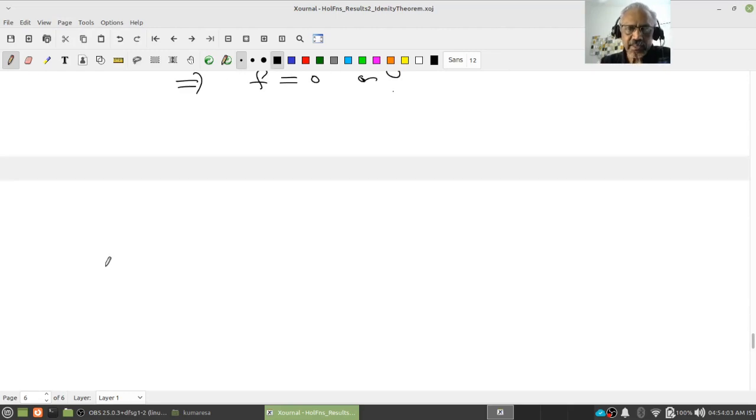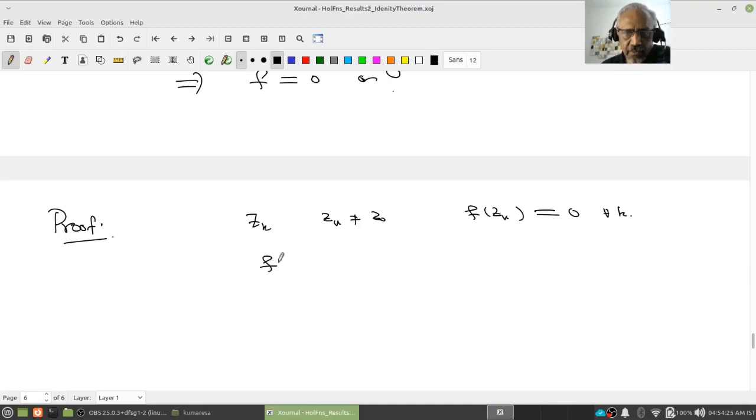So let us look at it. We will work through a proof. So what do we know? I have a sequence Zk so that Zk's are different from Z0 and f of Zk's are 0 for all k. Therefore I know f of Z0 is also 0 because f is continuous.